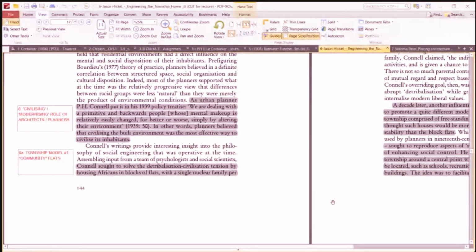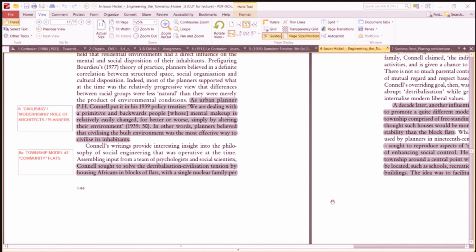We are dealing with a primitive, there's again Corbusier's words, you see how mainstream these ideas and this terminology was. We are dealing, says Connell in 1939, an urban planner in South Africa, he says, we are dealing with a primitive and backwards people whose mental makeup is relatively easily changed, for better or worse, simply by altering their environment. In other words, says Jason Hickel, planners believed that civilizing the built environment was the most effective way to civilize its inhabitants, right?